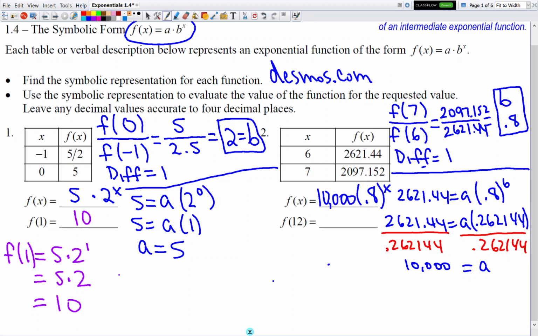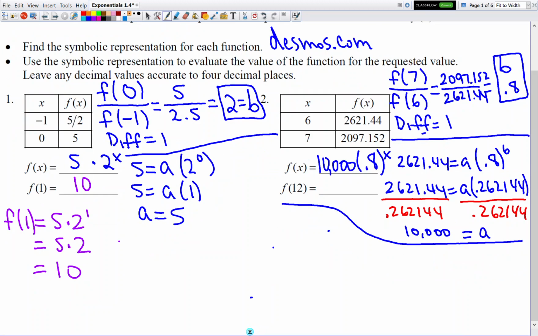There you go. Okay, so now we have to use this equation to figure out f of 12. I might need a little bit more space, so I'm going to expand the page. We're going to plug in 12 into our equation right up here. So it's going to be f of 12 equals 10,000 times 0.8 to the 12th power.